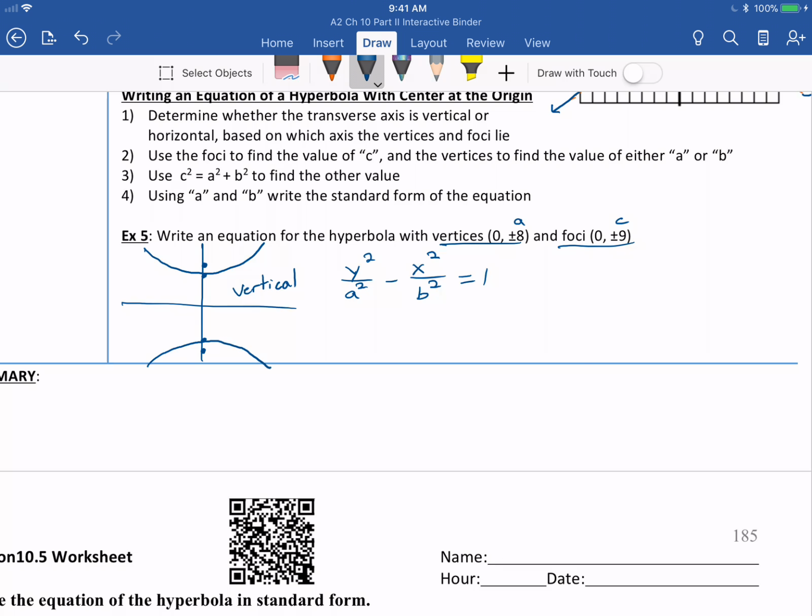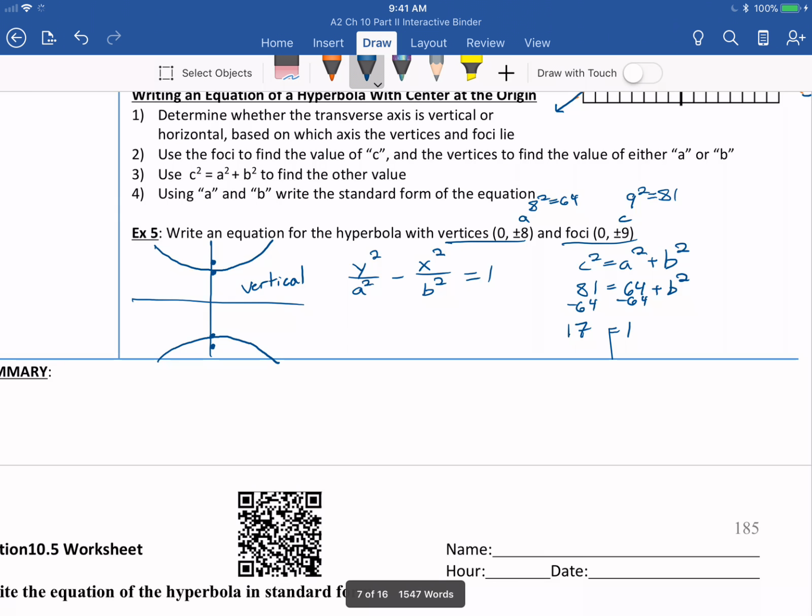Okay, but here's the thing. I don't know what my b is. But I do know what my a is and I know what my c is. So I can use this equation, c squared equals a squared plus b squared, to solve for what my b is. So now I know that this is, hey, 81. This is 64 plus my b squared, because my a is 8, so 8 squared equals 64, and 9 squared equals 81. That's how we get those. All right, so now I just subtract 64, subtract 64. So now I know that, hey, 81 minus 64 is 17, is equal to my b squared.